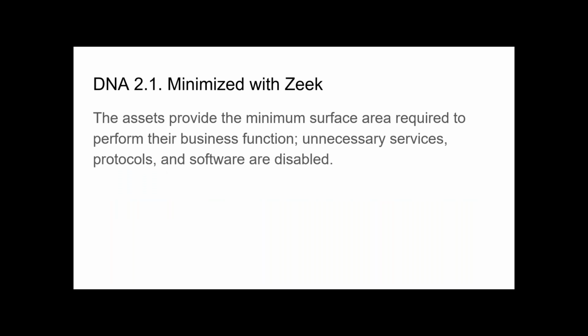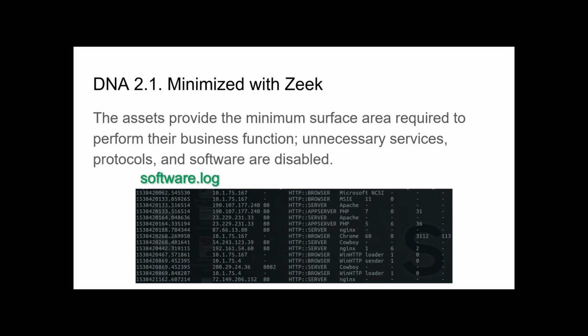Okay, so our next question was, minimize with Zeek. The assets provide the minimum surface area required to perform their business function. This one's a little bit tougher here. Can I use Zeek to minimize how my systems are working on the network? Well, number one, again, we've got to go back to our software log.